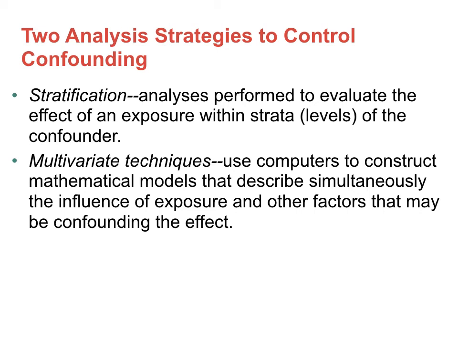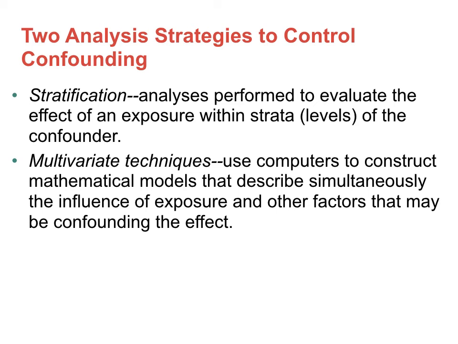In terms of the analysis, ways to control for confounding include stratification or multivariate techniques. Stratification happens when analyses are performed to evaluate the effect of an exposure within strata, or levels, of the confounder. Thinking about age again as an example, if we had the same study looking at heart disease and physical inactivity as our exposure, heart disease being our outcome, and we knew that we're only going to include people who are 45 to 70 because we know age is a confounder.